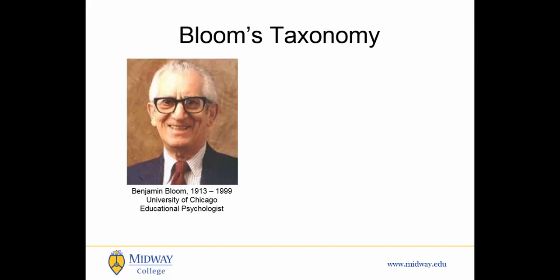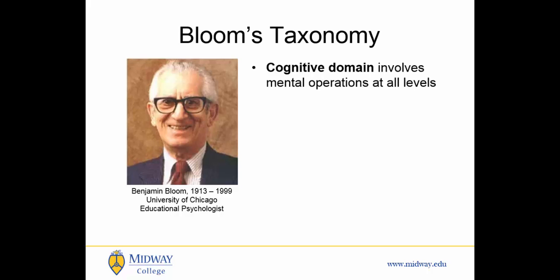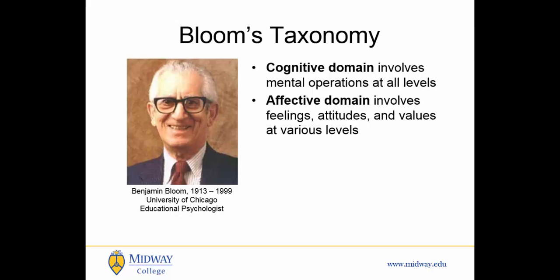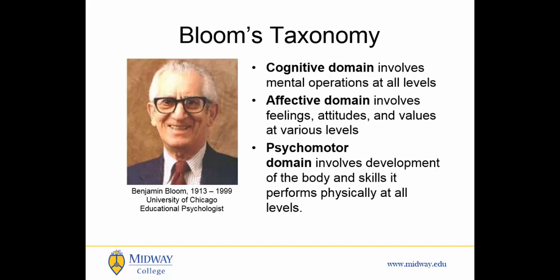In 1956, Benjamin Bloom and his team of educators published a method of classification for thinking behaviors believed to be important in the processes of learning. The framework became the taxonomy of three domains. First, the cognitive domain. It's a knowledge-based domain that involves mental operations at all levels. The affective domain, an attitudinal-based domain involving feelings, attitudes, and values at various levels. And finally, the psychomotor domain, which is skills-based, involving the development of the body and the skills it performs physically at all levels.